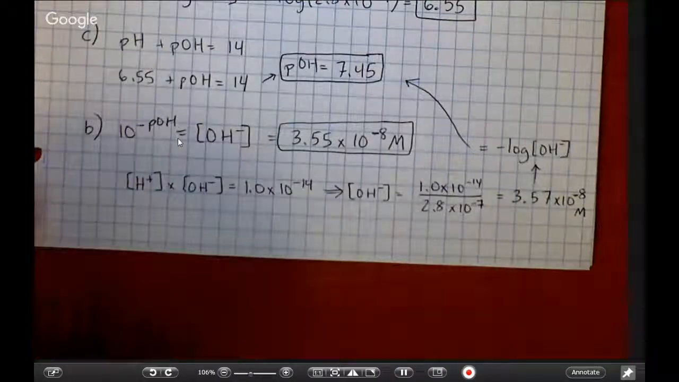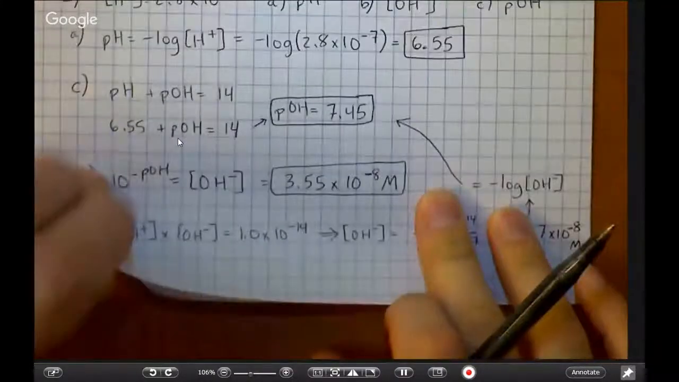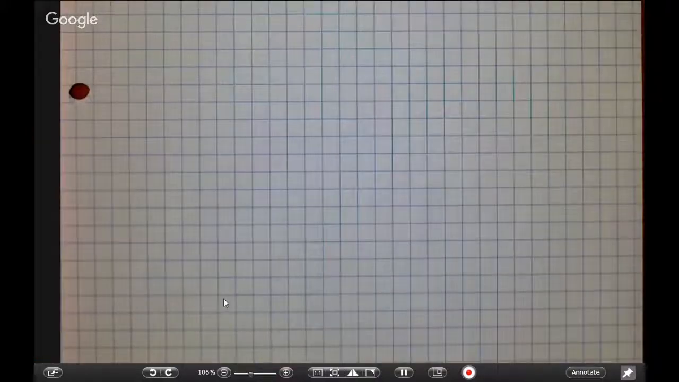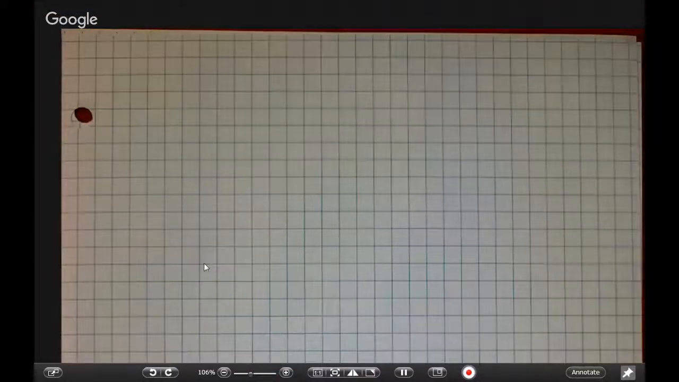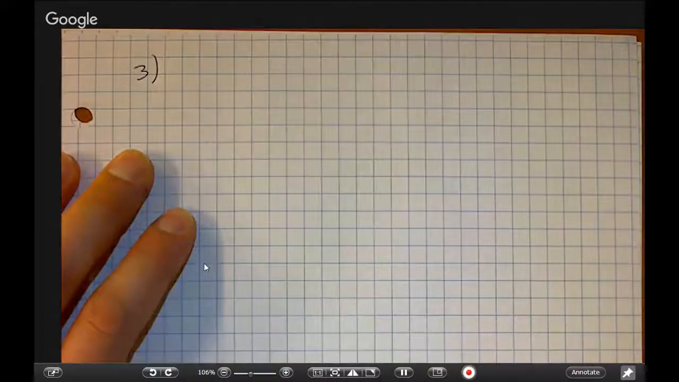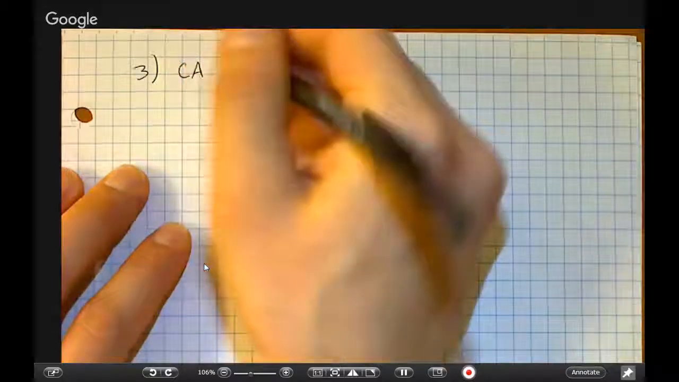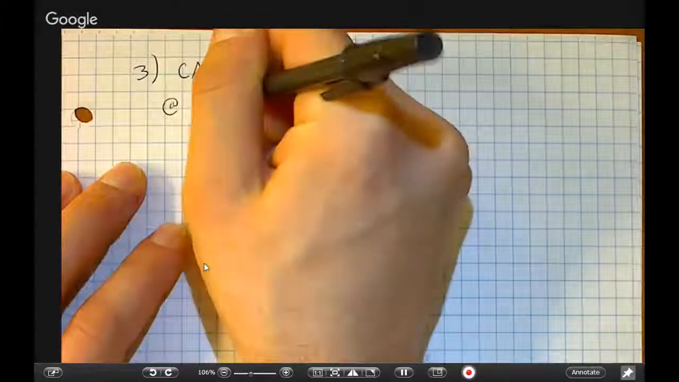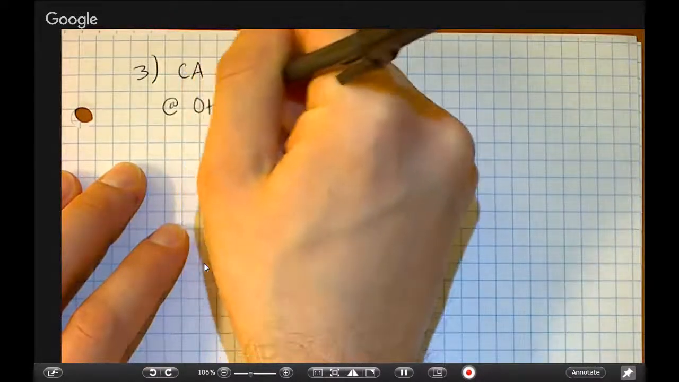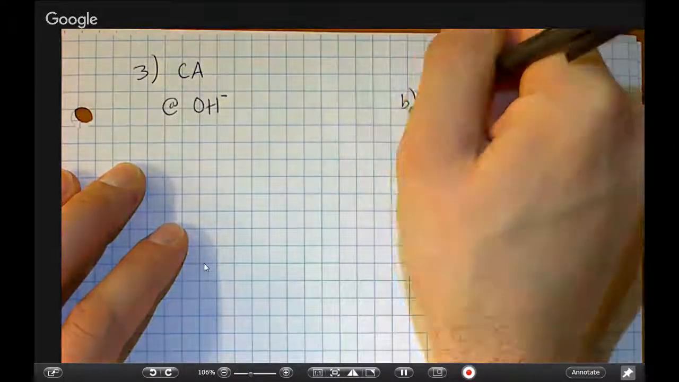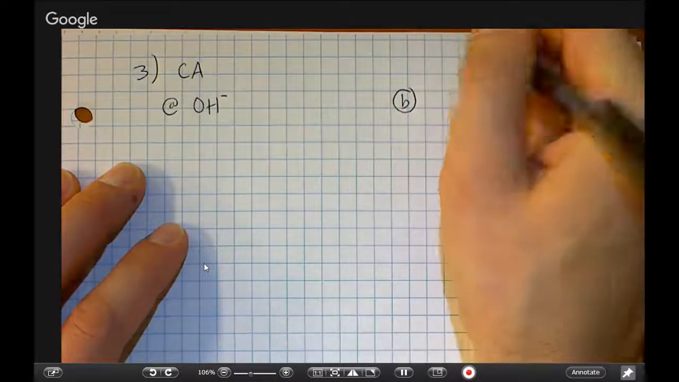Okay, so that was 2. Let's pause for a moment from calculations and go look at conjugate pairs. So number 3, write the conjugate acid for A, hydroxide. And for B, carbonate.